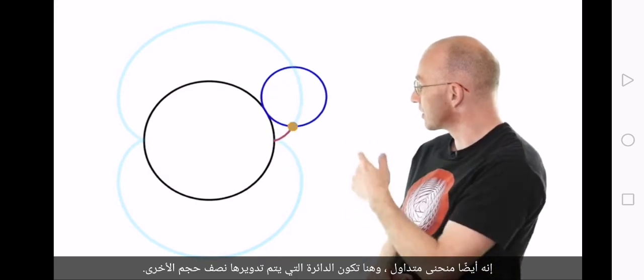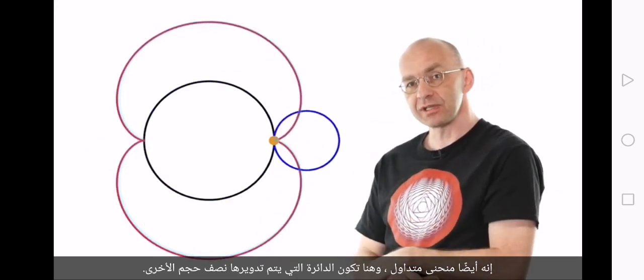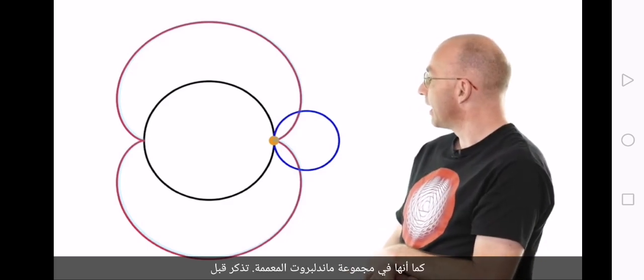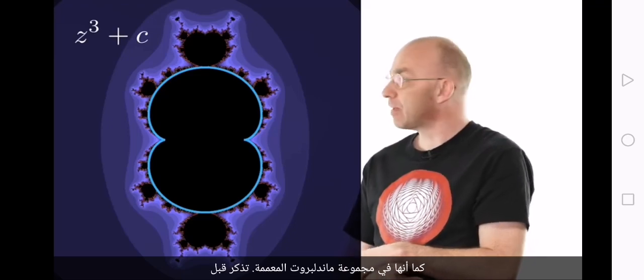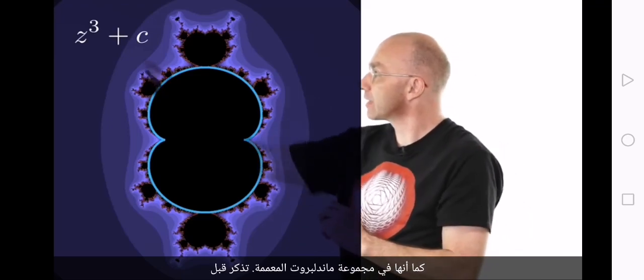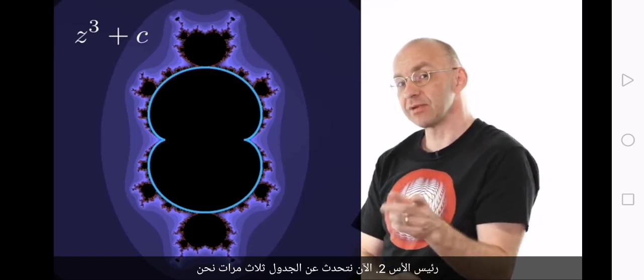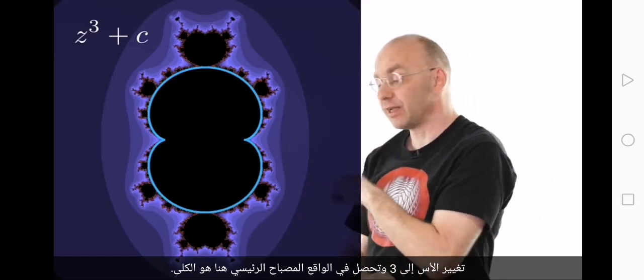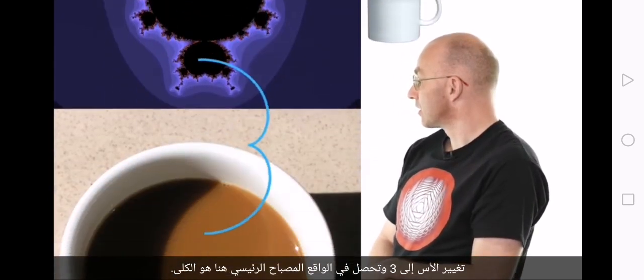Okay, whereas this one also has a rolling curve. Here the circle that rolls is half the size of the one that is rolling around. It's also in a generalized Mandelbrot set. So remember, before we had an exponent 2 here, now we're talking about 3 times table, we changed the exponent to 3, and you actually get the main bulb here being the nephroid.